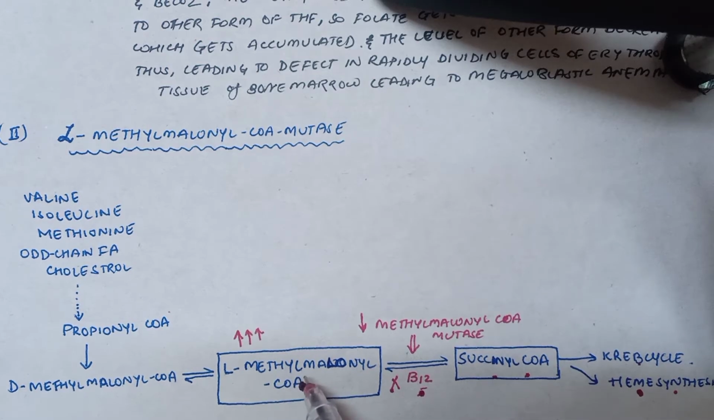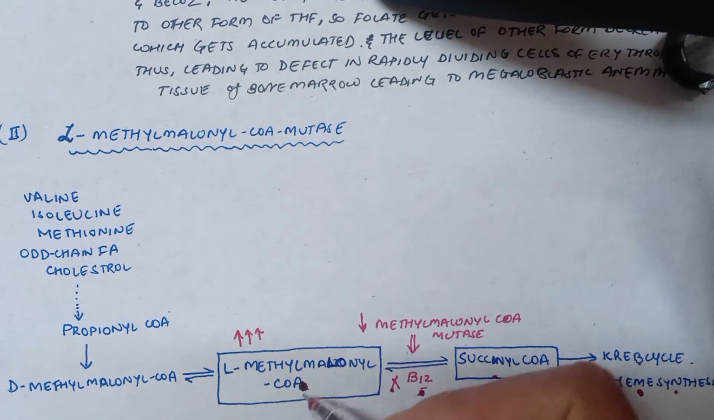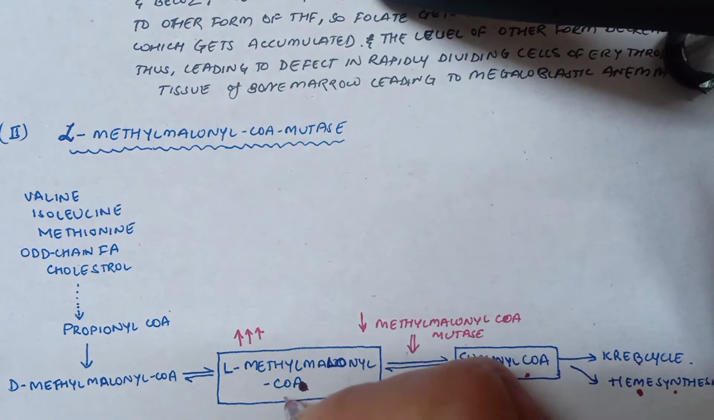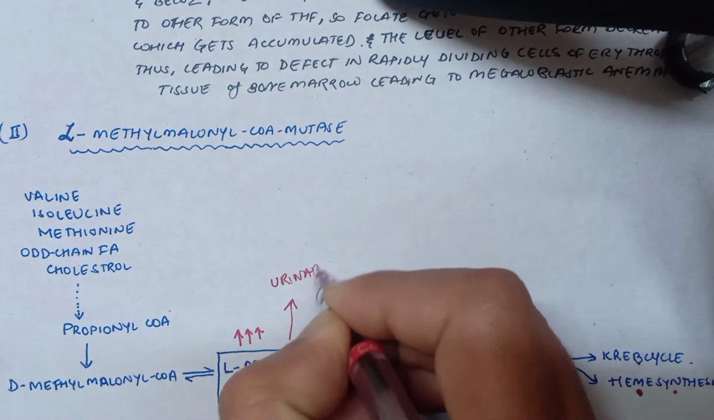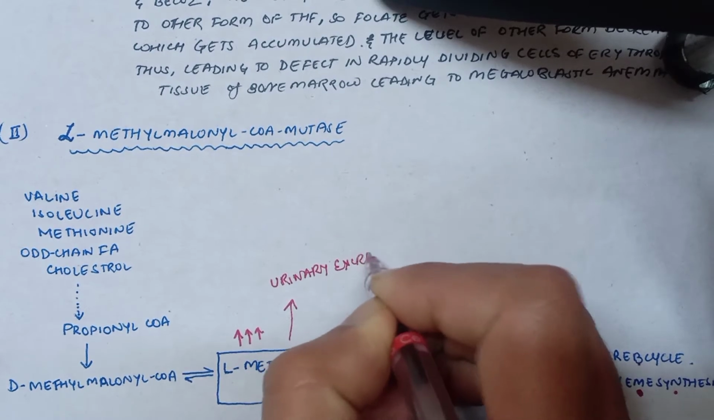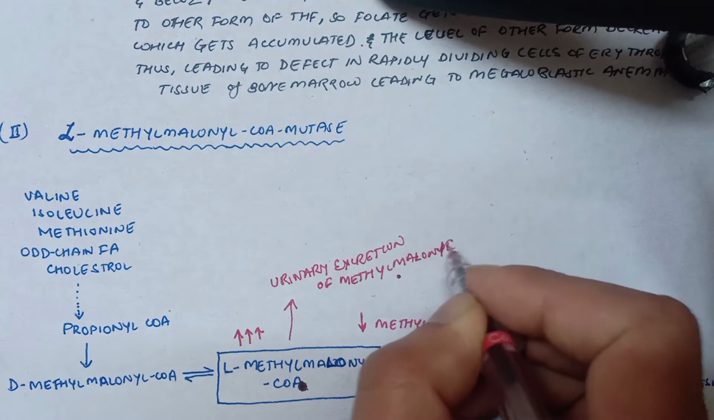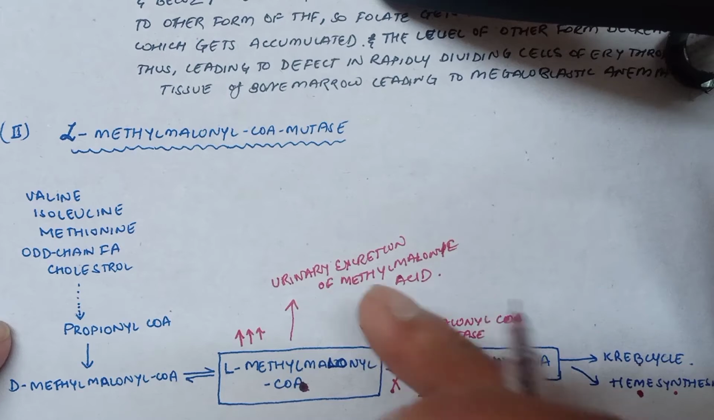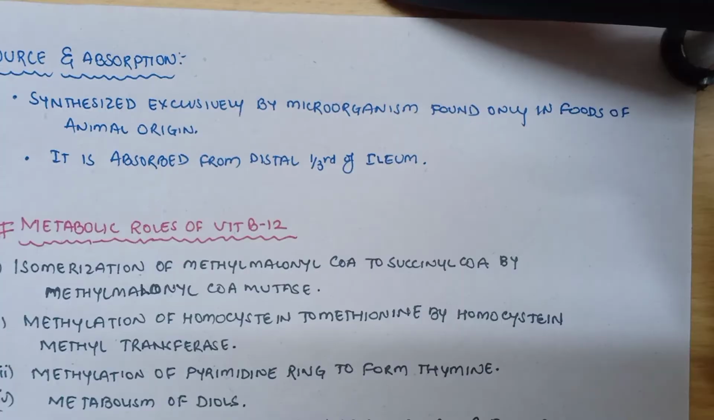When there is increased level of L-methylmalonyl coenzyme A, this will cause urinary excretion of methylmalonic acid. This will provide a means of assessing vitamin B12 nutritional status.